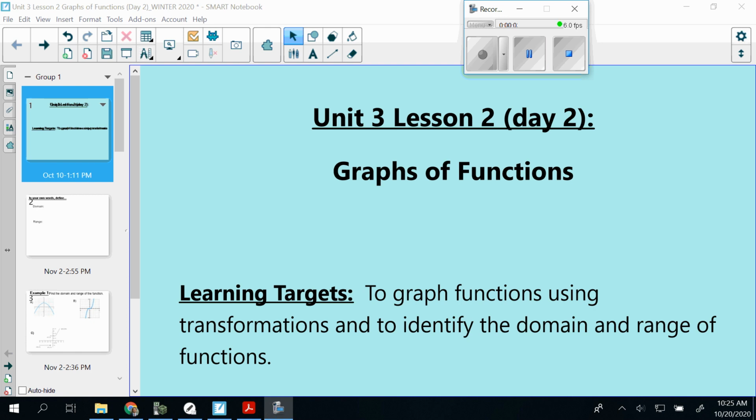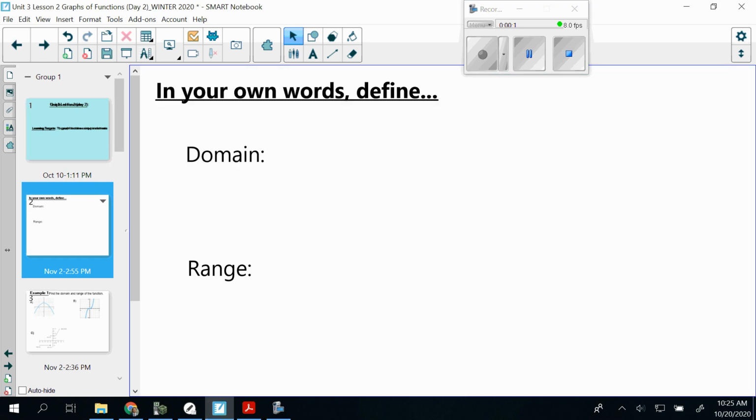All right, today we're going to look at graphs of functions. We want you to be able to identify domain and range and also use transformations. Let's start with domain and range.